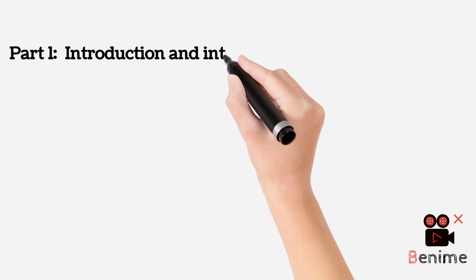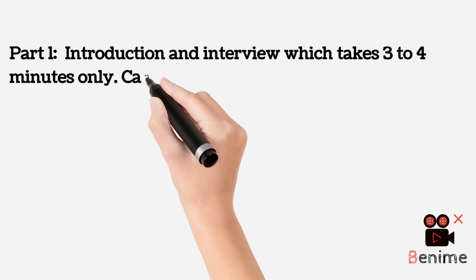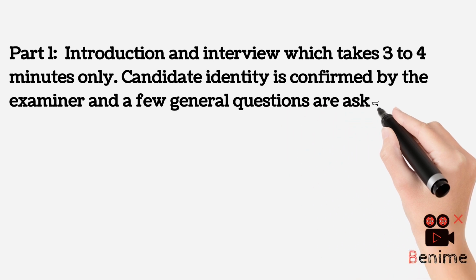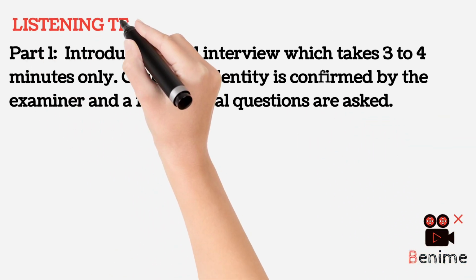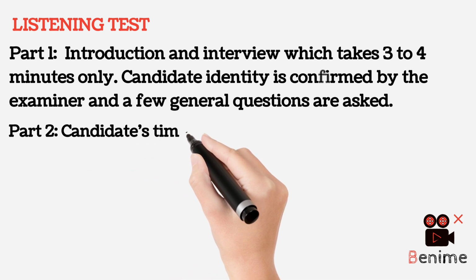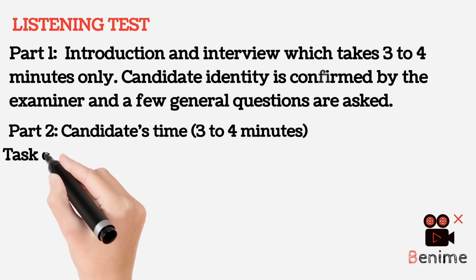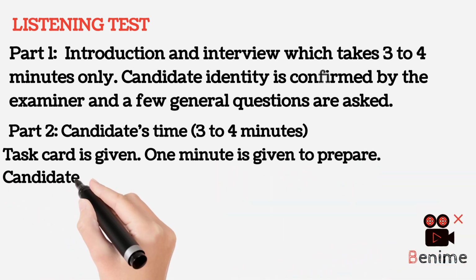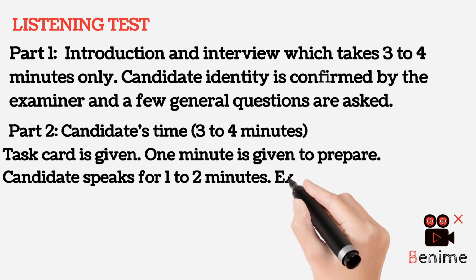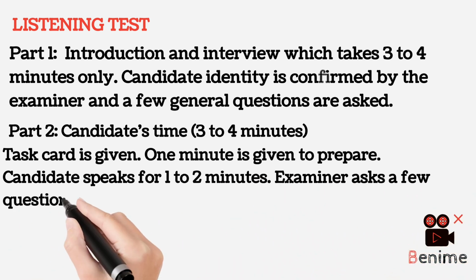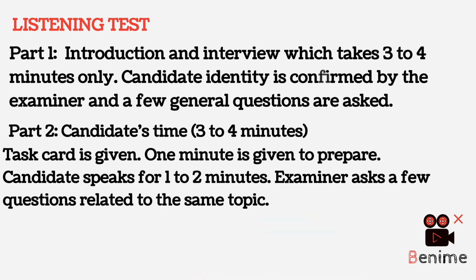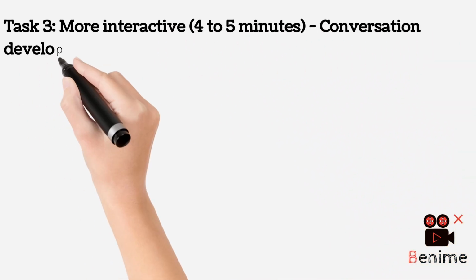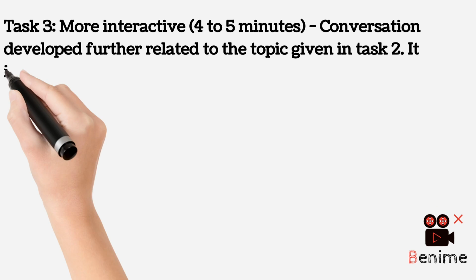So now, talking about all these parts in detail, your part 1 is where an introduction and interview will be taken, which takes up to 4 minutes, and the candidate's identity is confirmed by the examiner, and a few general questions are asked in this part. Now, in part 2, the candidate's time takes up to 4 minutes, where a task card is given. 1 minute is given to prepare. The candidate speaks for 1 to 2 minutes about this topic, and the examiner asks a few questions related to the same topic.